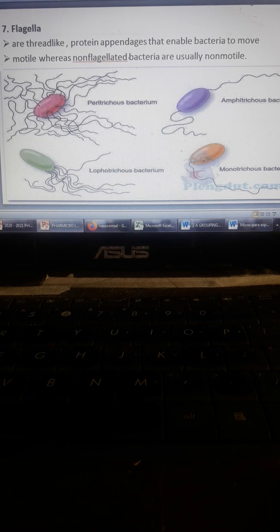Lophotrichous bacteria have flagella found at the end part, the side end, of the bacteria. And we have the Amphitrichous, composed of only two flagella found at both ends, and Monotrichous, found only on one side.